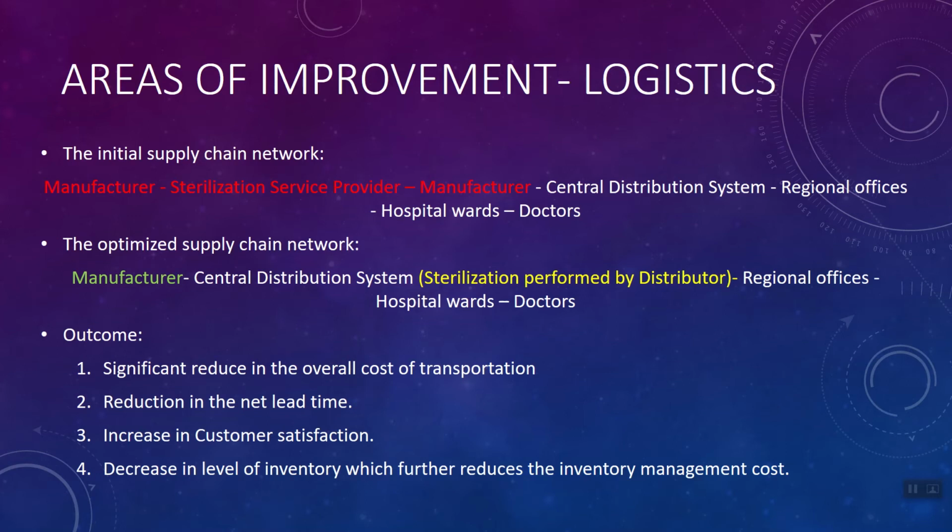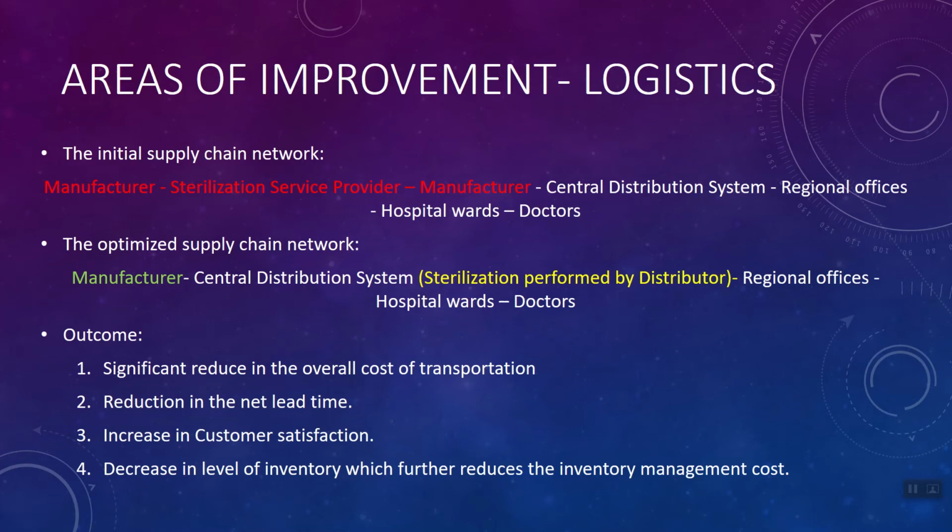So my optimized supply chain network was: the goods from the manufacturer will go to the central distribution system directly. During this process, the distributors would perform the sterilization operation, due to which there would be many advantages, which I'm discussing later. So manufacturer goes to CDS, that is the central distribution system, then it goes to regional offices, then to hospital wards, and then to doctors.